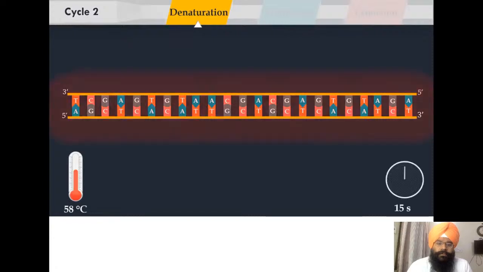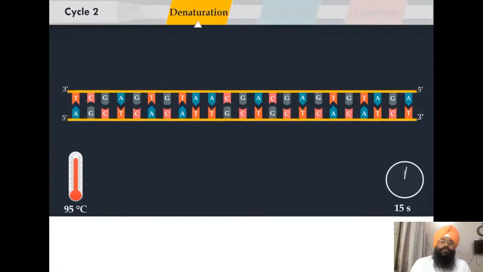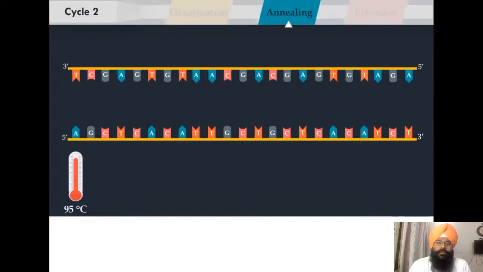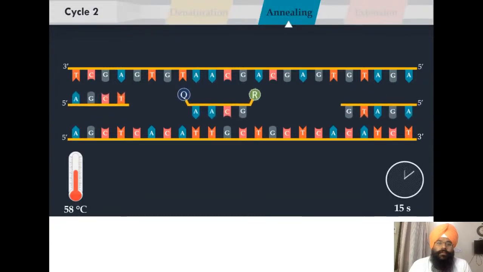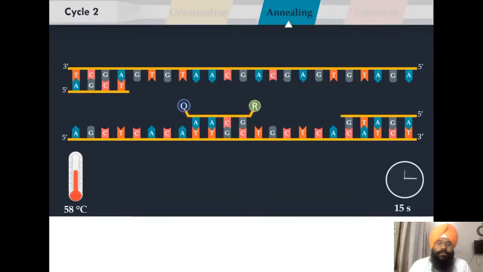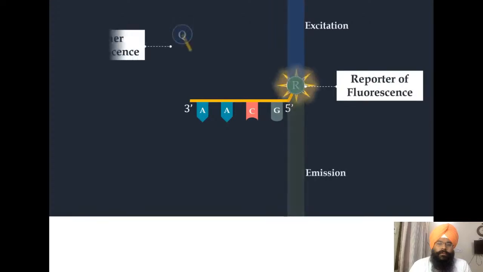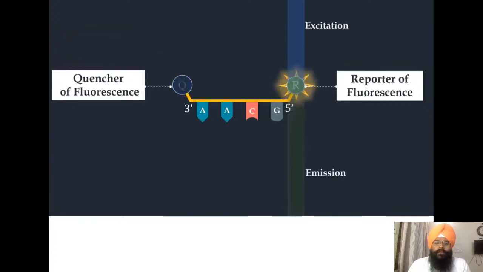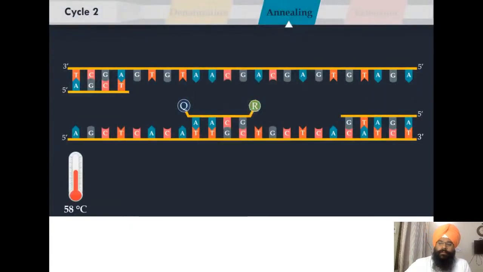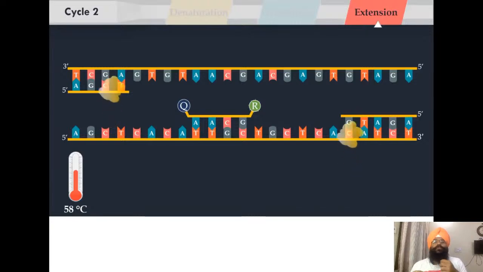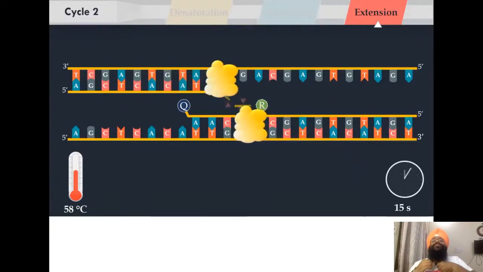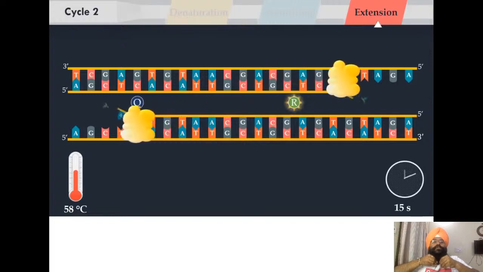Then, the denaturation of this double-stranded DNA is performed, yielding 2 single-stranded DNA molecules. In the next step, the reaction temperature is lowered, allowing annealing of the primers to each of the single-stranded DNA templates, and annealing of the TaqMan probe to its complementary part of the target DNA. The TaqMan probe consists of a fluorophore covalently attached to the 5' end of the oligonucleotide probe. The fluorescence is emitted by the fluorophore when it is excited by the cycler's light source. Also, this probe consists of a quencher at the 3' end. The close proximity of the reporter to the quencher prevents detection of its fluorescence. In the extension step, DNA polymerase synthesizes new strands. When the polymerase reaches a TaqMan probe, its endogenous 5' nuclease activity cleaves the probe, separating the dye from the quencher.